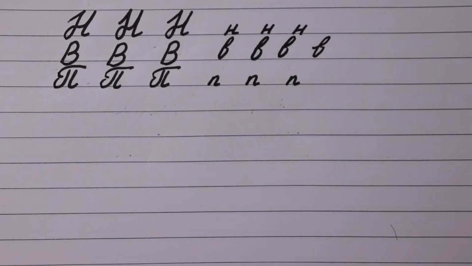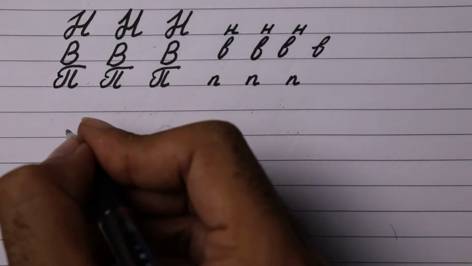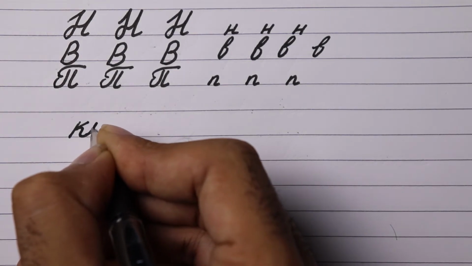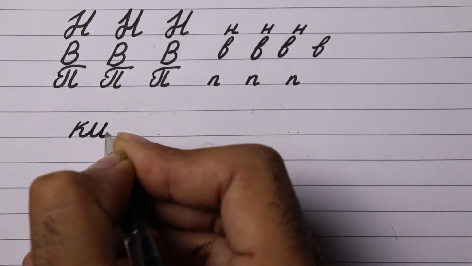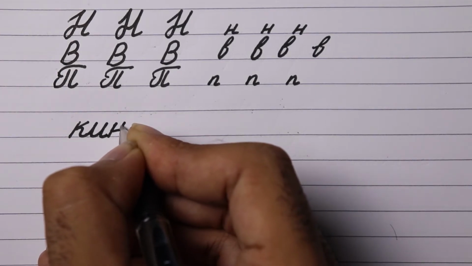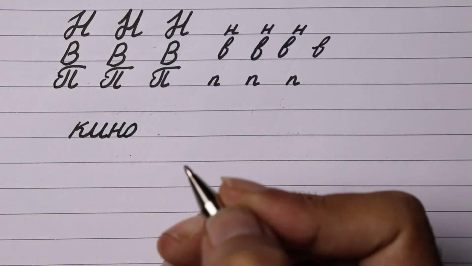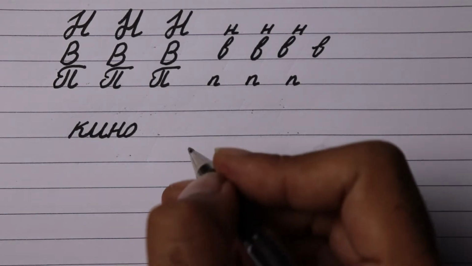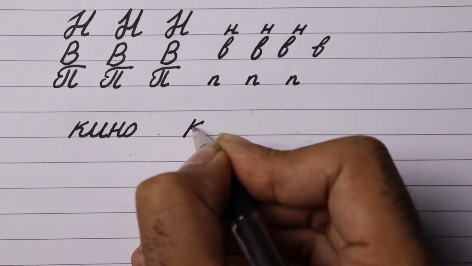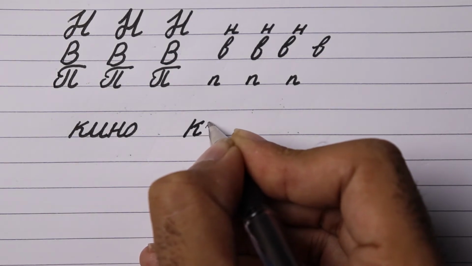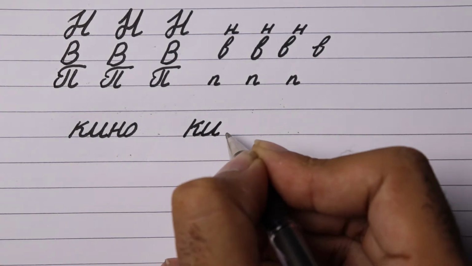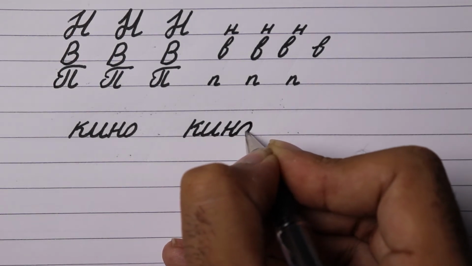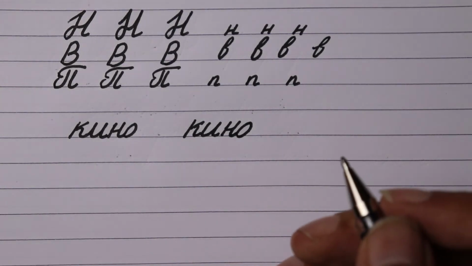Now let's write some word with these letters. Do you know the word for movie in Russian? Kino. Let's connect it with letter E. Ki. No. Kino. Let's do it one more time. Ka. Connected with letter E. Letter N. And finally connected with letter O. Kino.